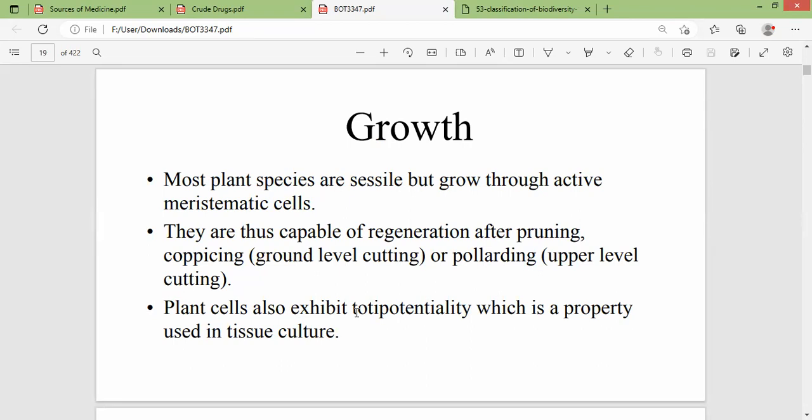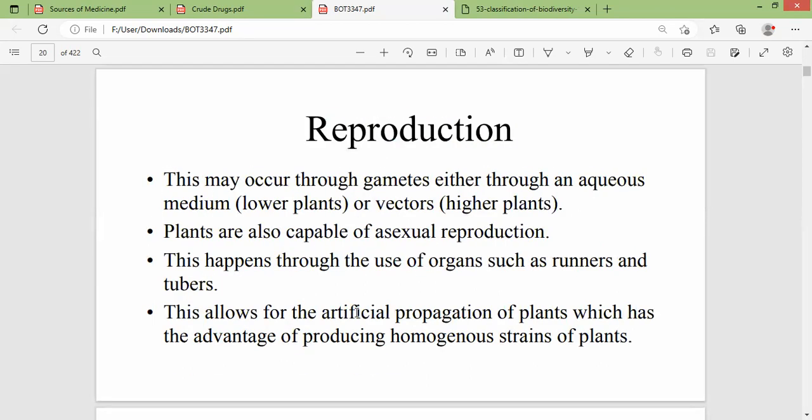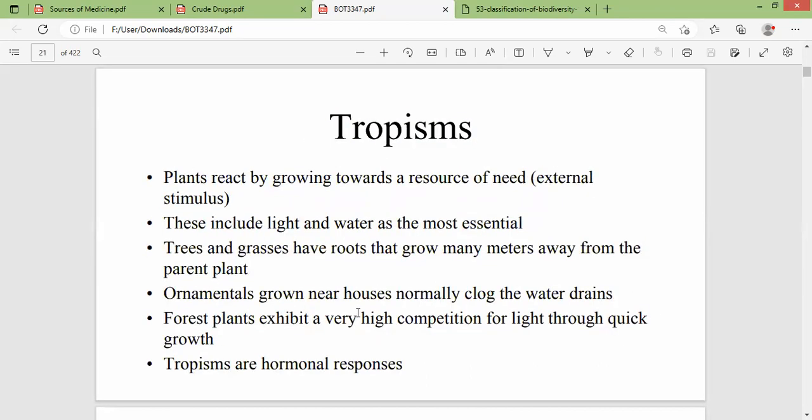Growth, we look at growth, reproduction. We look at this when we are doing physiology, plant physiology. Then for tropisms, here we know tropism is whereby a plant responds to a certain stimulus. For example, we say phototropism is where a plant responds to light. Remember the experiment of a plant bending towards a hole where the light comes from.